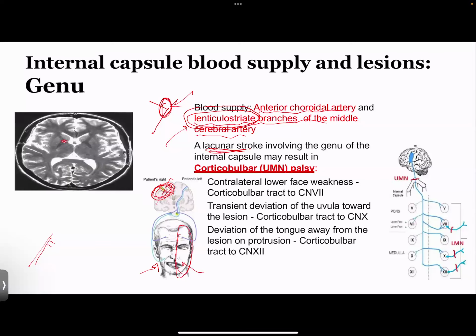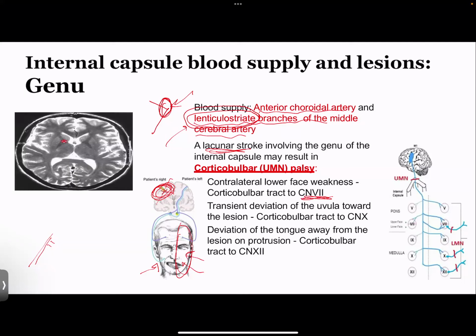So on the patient's right, we have his left side of the face. So we're going to have facial weakness. He's not going to be able to move his face. This side is moving, it's normal, but this side is not. This is number one. Why? Because the facial nerve is affected.